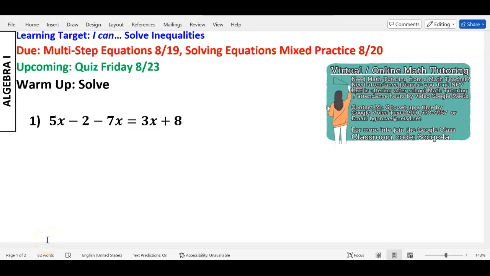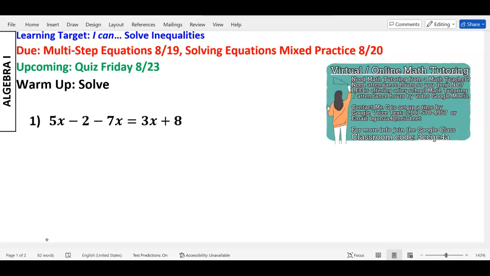All right. So y'all see the objective today is to solve equations, the learning target, right? Not equations, solve inequalities, which we'll talk about in a minute. But the warm-up is just solving another multi-step equation. So notice there's two things due. They're above me here, the 19th and the 20th. You got them Monday and Tuesday. And then the quiz is going to be on Friday, solving equations and inequalities, which is what we will learn today.